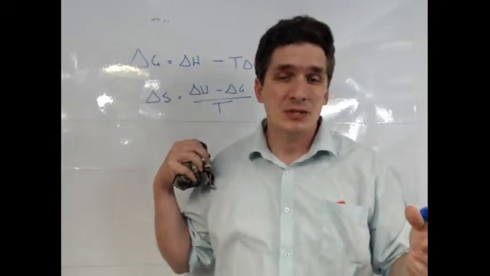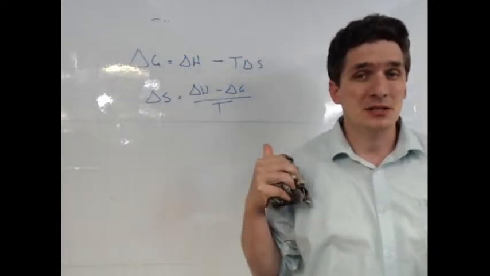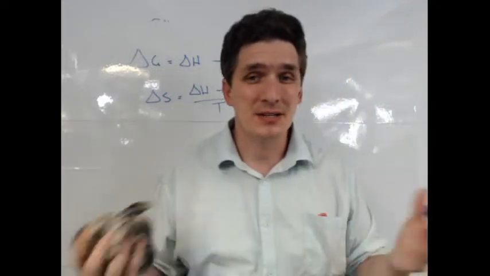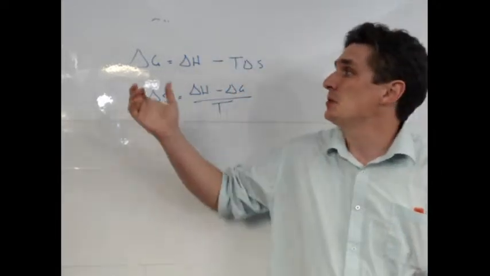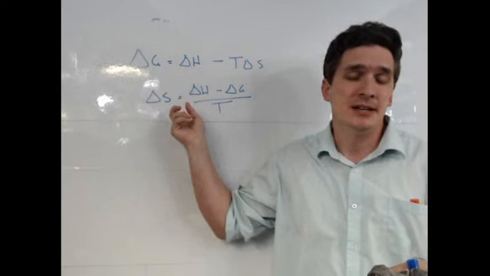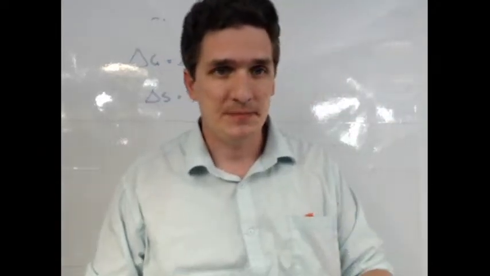We could try to do the Hess's law for entropy as well. There are defined zeros for entropy, but honestly, if you've gone through the work to find delta G and delta H, you might as well just go ahead and use this relationship.